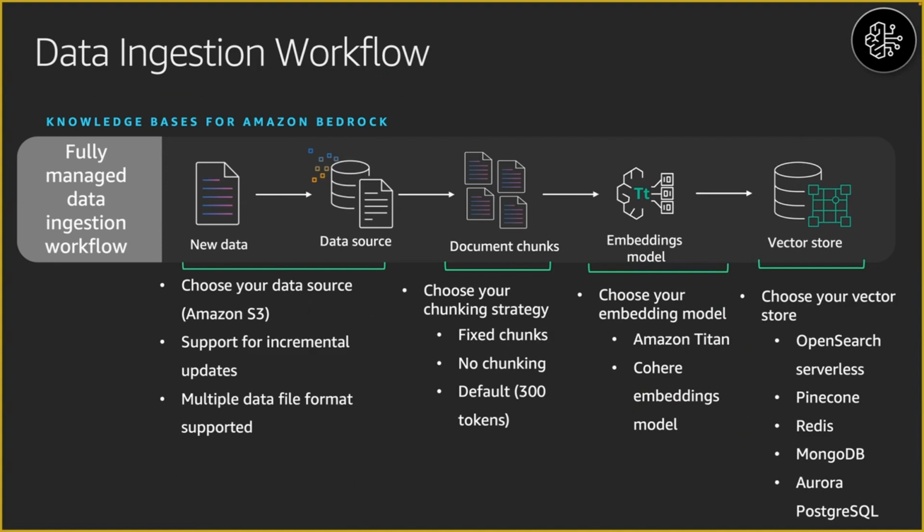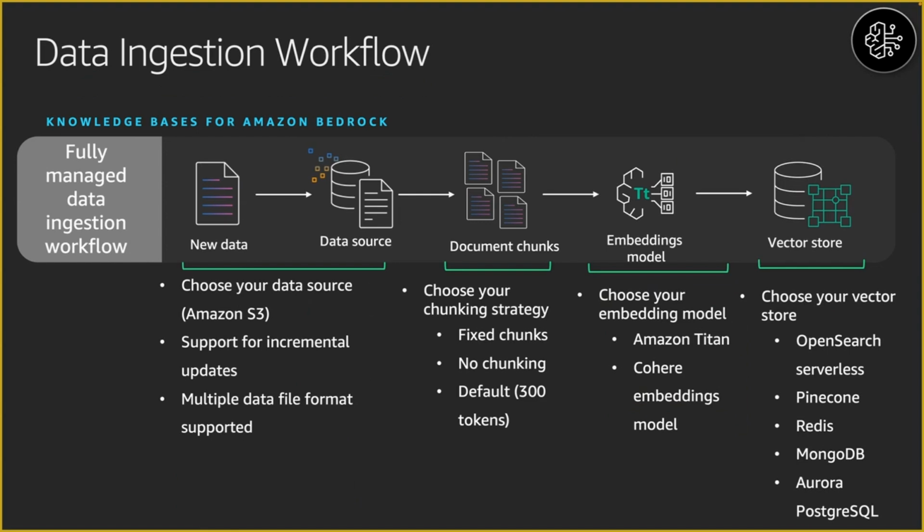But how can you ingest the data for the knowledge base? Data ingestion plays an important role. This is how you can create an end-to-end RAG workflow using the knowledge base for Amazon Bedrock. First step, select the data sources. It can be S3, and it supports incremental updates. We also have 4 other types of data sources in preview state.